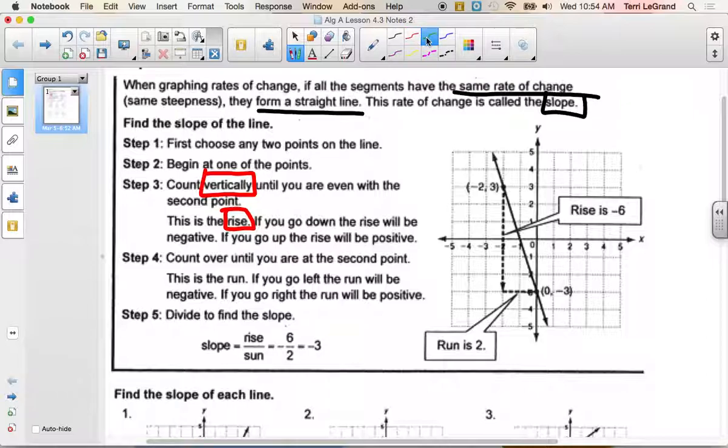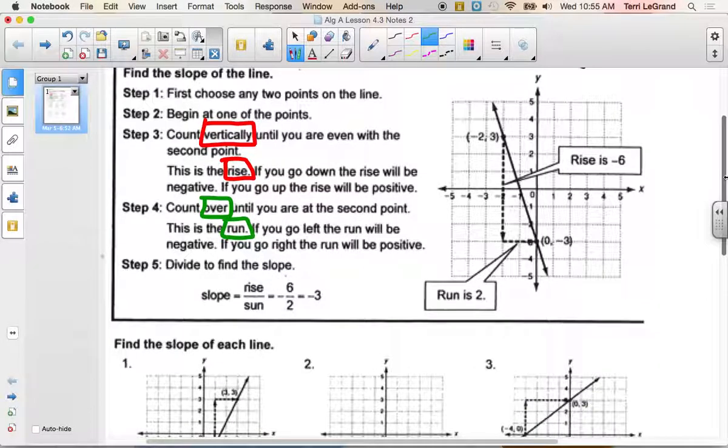The next thing we're going to do is, now we've gone up or down and we're straight across from the other point. Now we need to get over to that point. We may have to go left, we may have to go right. So the next thing we're going to do is count over. What direction would we call that? Horizontal. Yeah, now we're going horizontally until we get to the other point, and that is called the run. That's going downstairs. What's the change in the x's? That's considered the run.